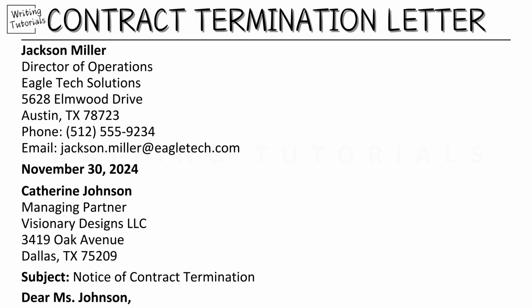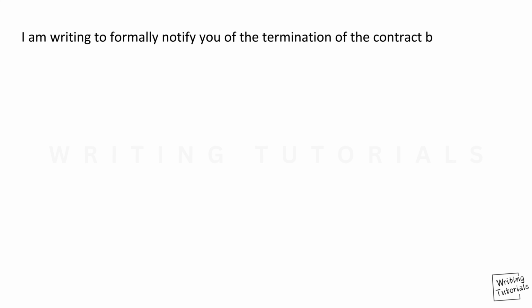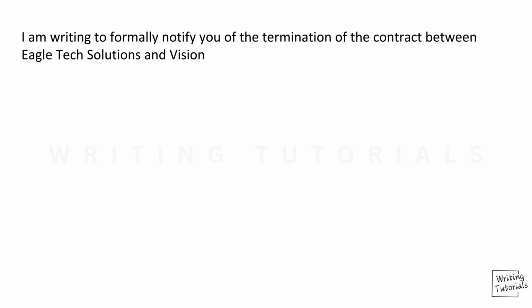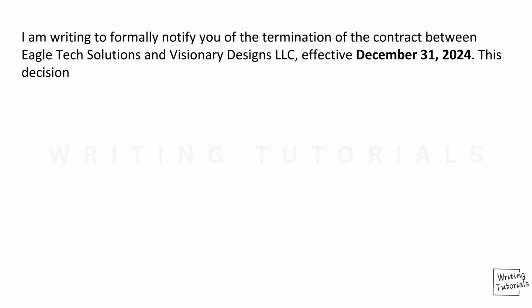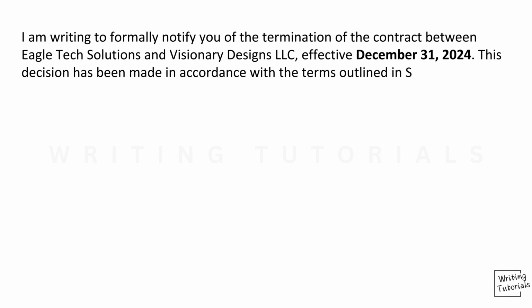In the introduction, clearly state the purpose of the letter right away. For instance, Jackson writes, I am writing to formally notify you of the termination of the contract between Eagle Tech Solutions and Visionary Designs, LLC, effective December 31st, 2024. This sentence establishes the intent and provides the required notice period as per the contract terms. It's always a good idea to reference specific dates to avoid misunderstandings.